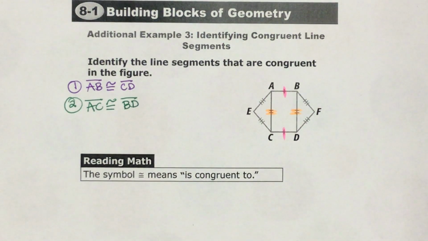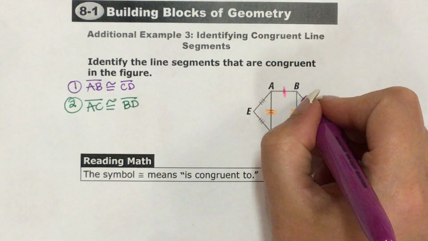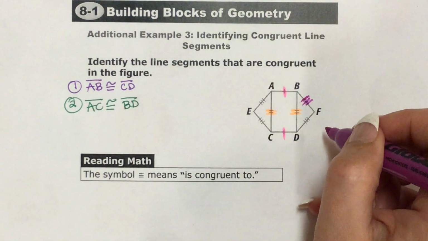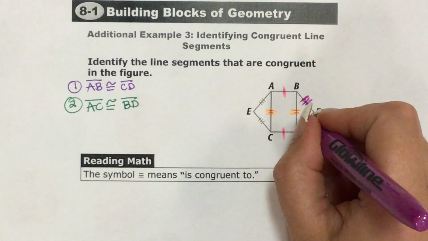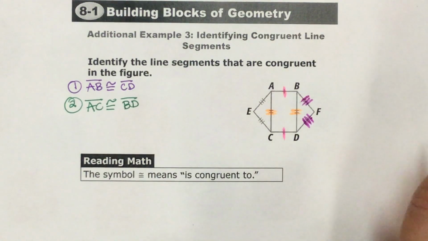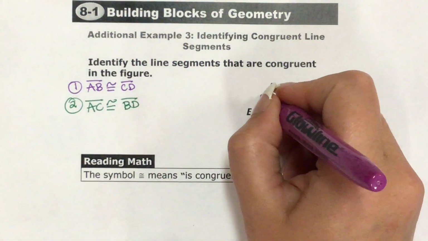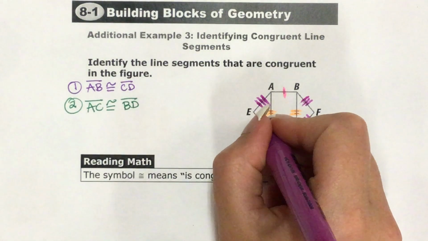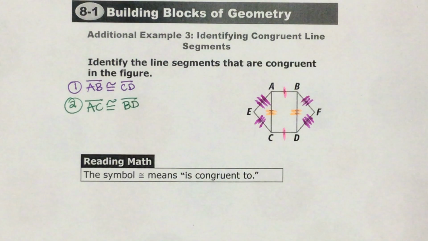Do you see the three tick marks? There are three, count them. One, two, three. So that means BF is congruent to DF over here, which has one, two, three, which is also congruent to AE, which has one, two, three, which is also congruent to CE, which has one, two, three. It's like a congruence party, okay?